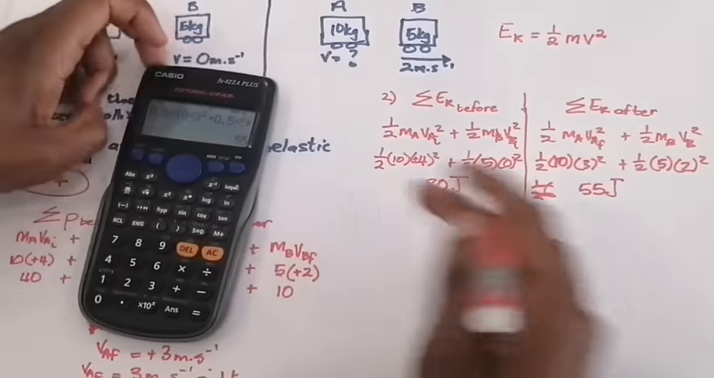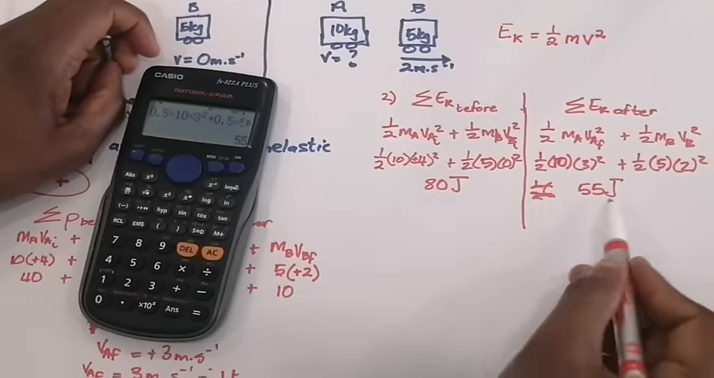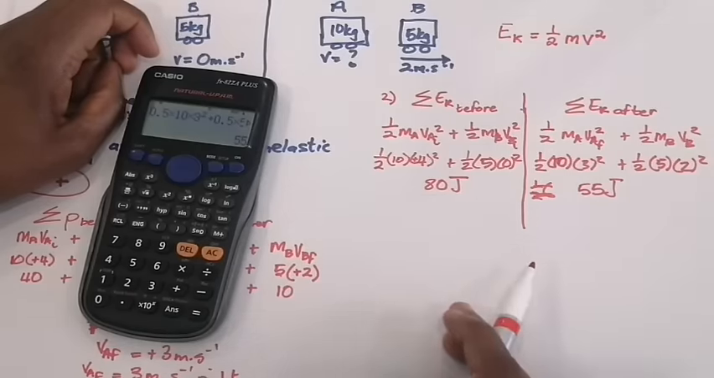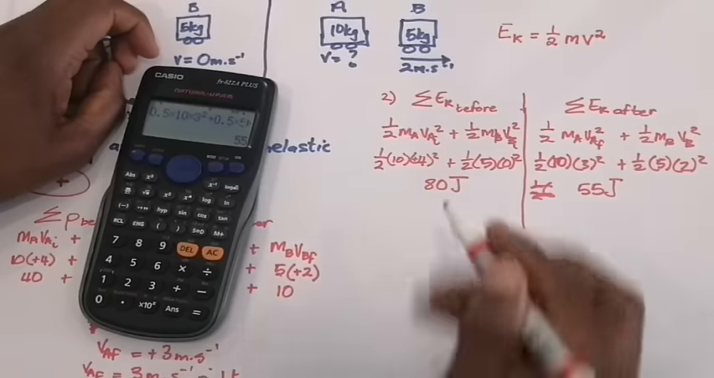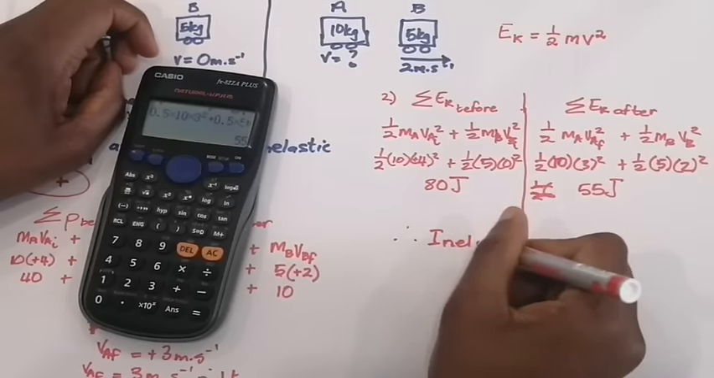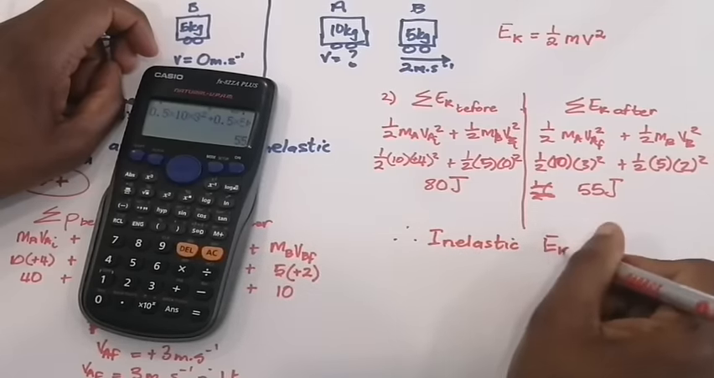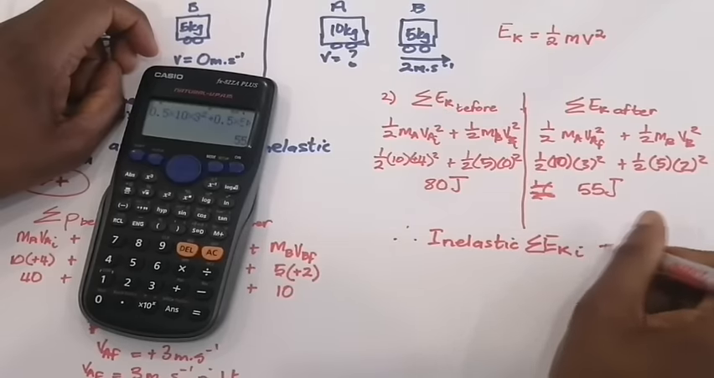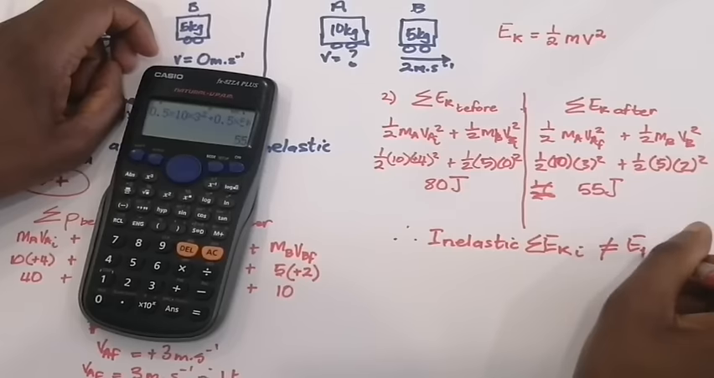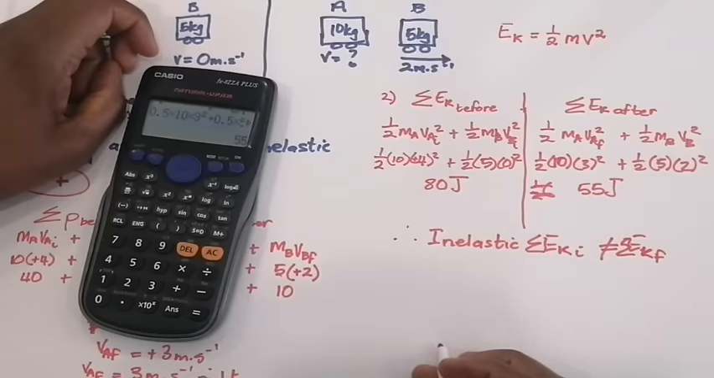Now please note, ladies and gents, you've got the kinetic energy before collision being 80 joules, and after collision we found that it is 55 joules. What can we now conclude? It means therefore the collision is inelastic. But why is that? Because the sum of EK initial is not equal to the sum of EK final. So it's an inelastic collision because kinetic energy is not conserved. I hope that makes sense.